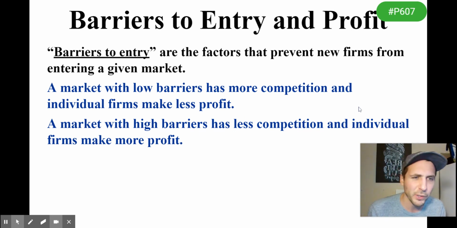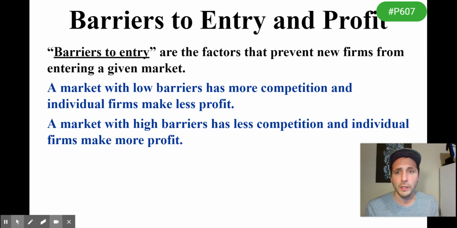So we call these barriers to entry. Barriers to entry are factors that can prevent a firm from entering or exiting a given market. A market with very low barriers, like a perfectly competitive market, has more competition and the individual firms make less profit, generally speaking, because firms can enter and get a split of that profit at any time. When a market has very high barriers, like a monopoly, there's very little competition, and each individual firm makes a whole lot more profit. In a perfectly competitive market, profits are always going to result in more firms entering the market because there are very low barriers to entry.